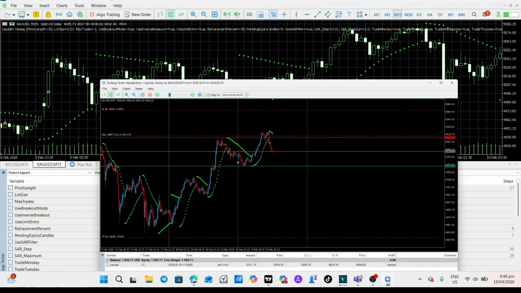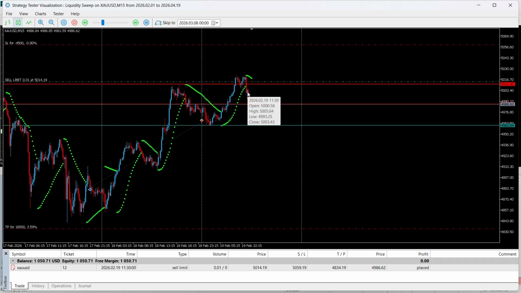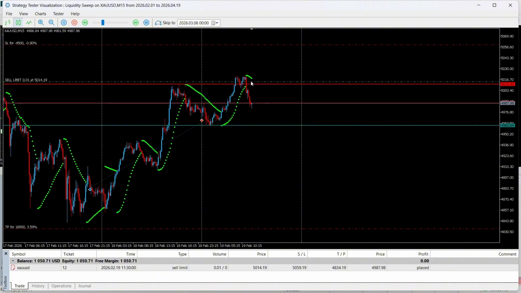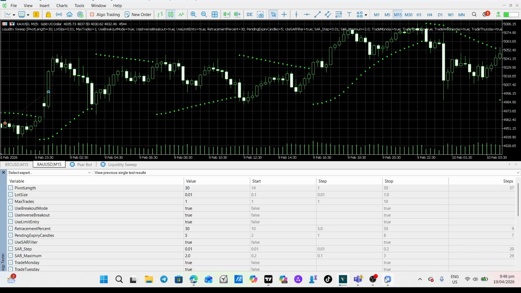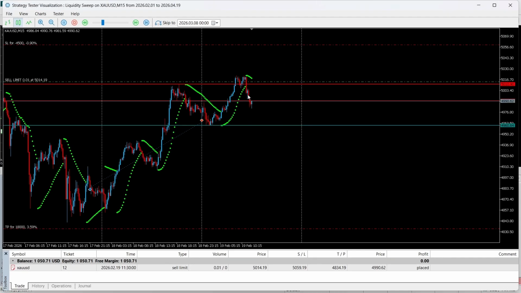What that means is it sets the limit order 30% towards the beginning of the retracement candle that was the trigger of the parabolic SAR, the first dot on the parabolic SAR. But this pending order will expire, based on these settings, after 5 candles. So if the limit order hasn't been hit 5 candles after the price has moved, it'll cancel that limit order.